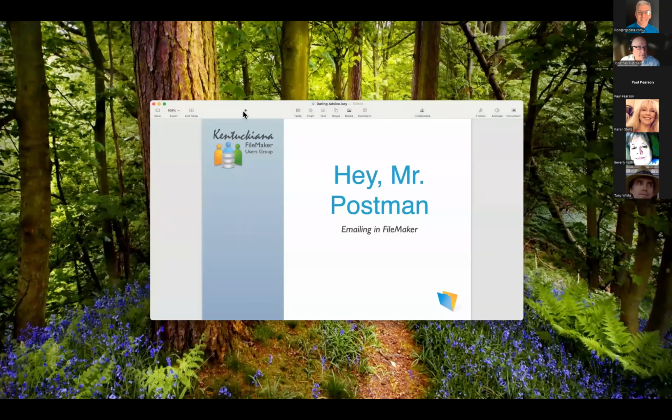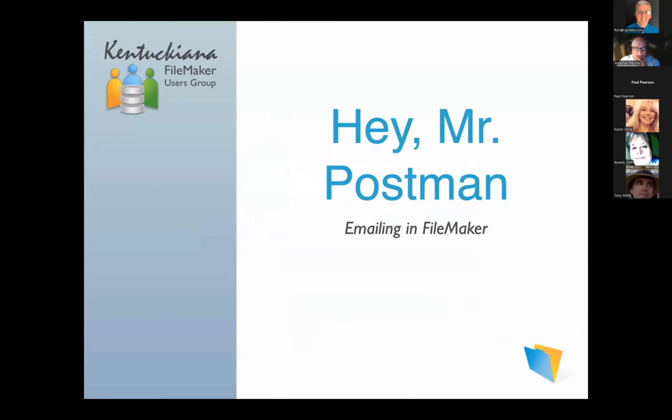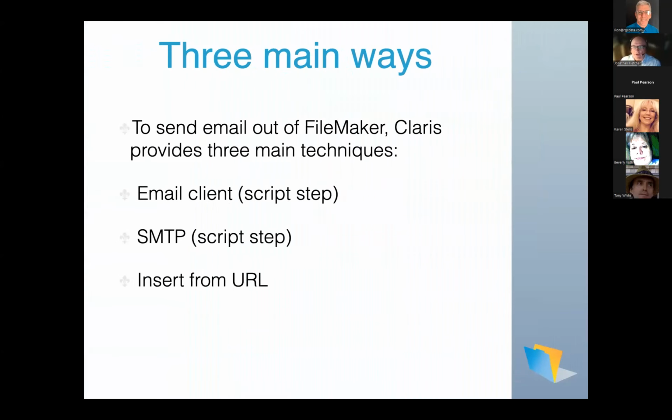I'm going to start off with the presentation, a little bit of the 40,000 foot view of emailing in FileMaker. There's basically three ways, and with the addition of Tony's technique, you could make a case for four ways, but three basic native and quasi-native Claris provided solutions for emailing.